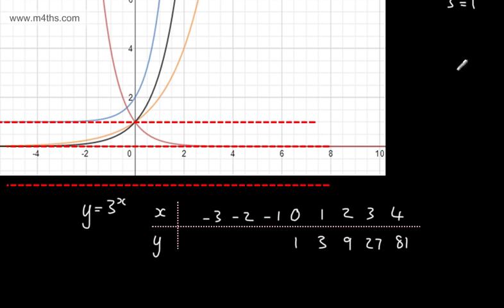If we look now at minus 1, 3 to the power of minus 1 is the same as 1 over 3 to the power of 1. So that's going to give us 1/3.